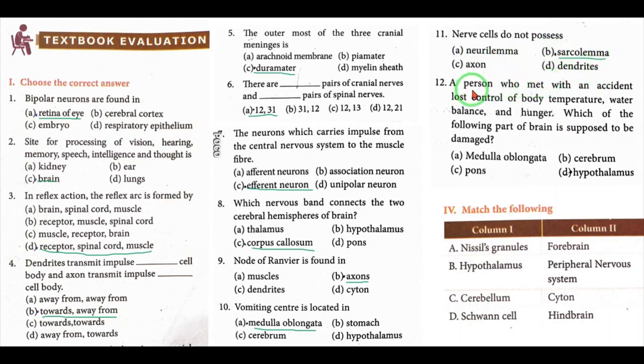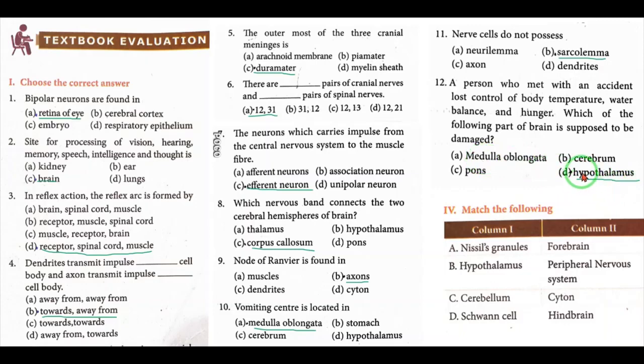Number 12. A person who met with an accident lost control of body temperature, water balance and hunger. Which of the following parts of brain is supposed to be damaged? A, medulla oblongata; B, cerebrum; C, pons; D, hypothalamus. Answer is D, hypothalamus.